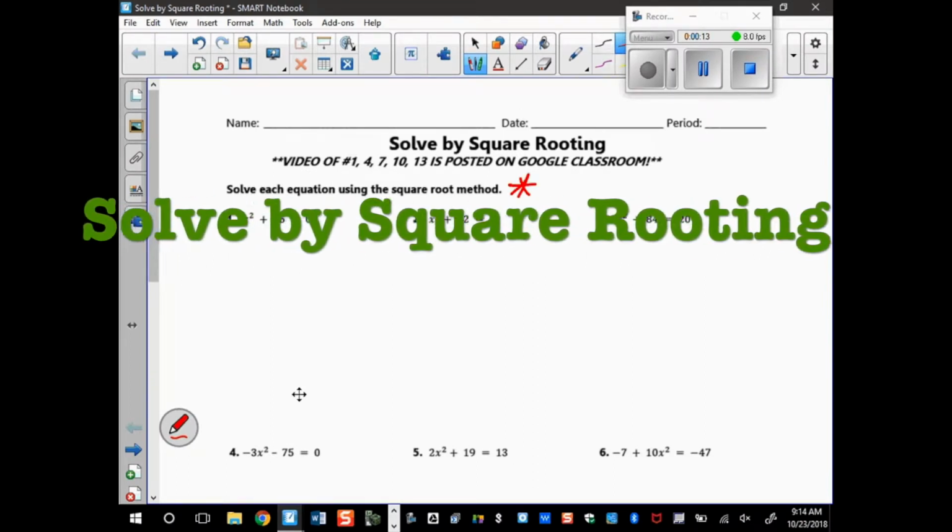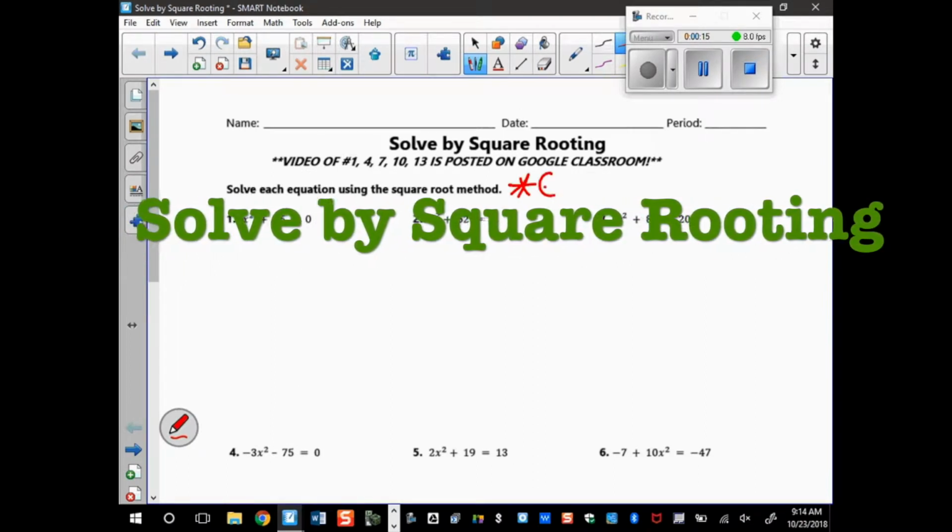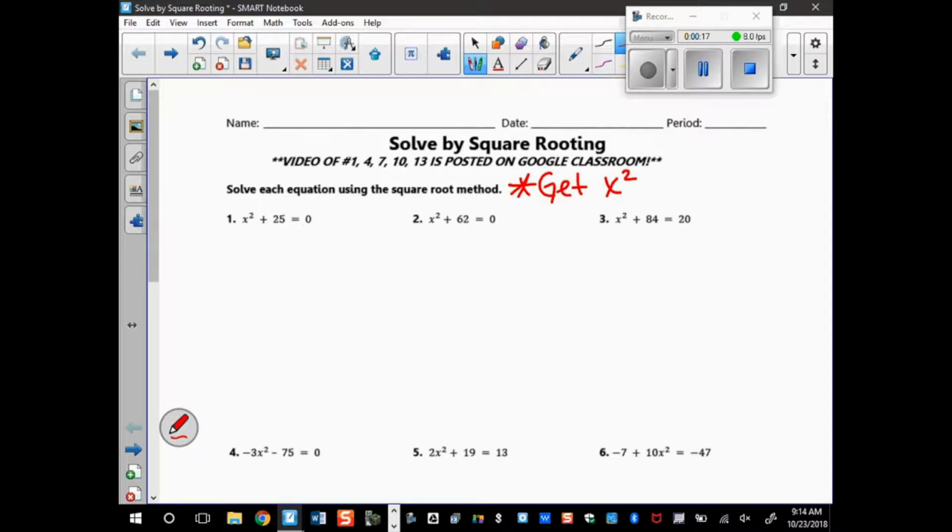So remember, the main thing is, if you want to use solve by square rooting, you need to get the x squared portion by itself. Okay, if the x squared or the parentheses with the x squared is not alone, make it alone. So I'm going to look at a couple of these.